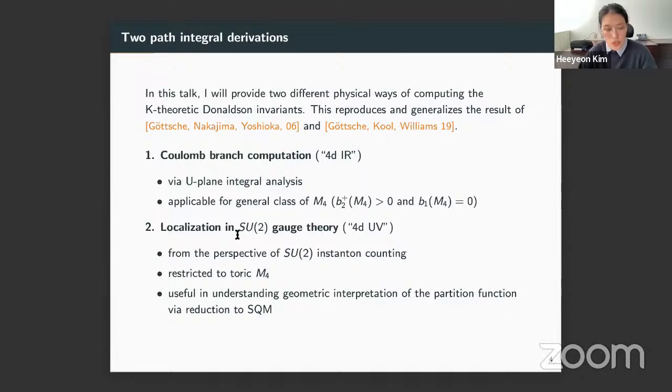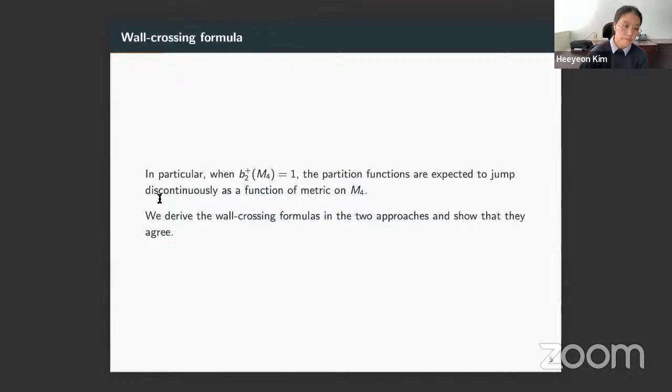This approach has to be restricted to the case where M4 is a toric four-manifold, but it has an advantage that it is useful in understanding some geometric interpretation of the partition function by the reduction to supersymmetric quantum mechanics. So I'm going to present the derivation from these two different perspectives.